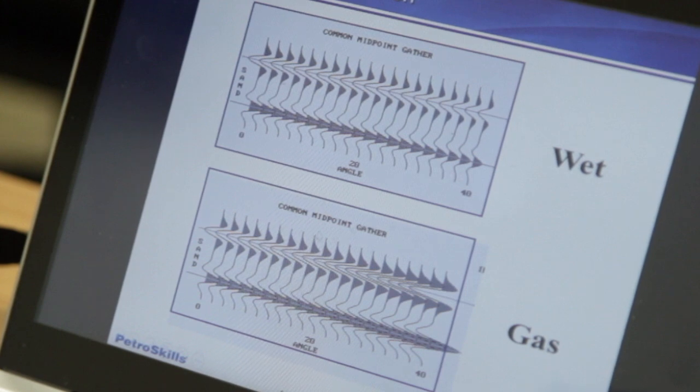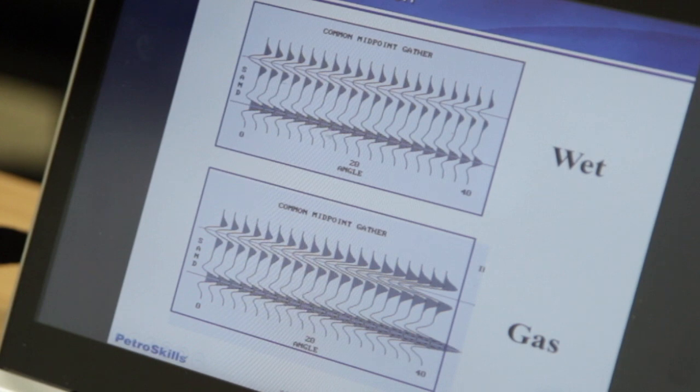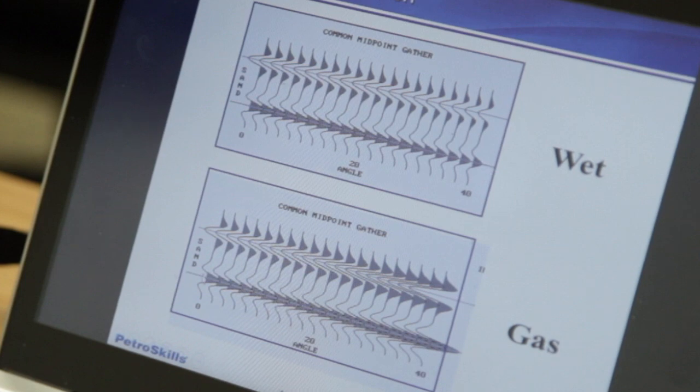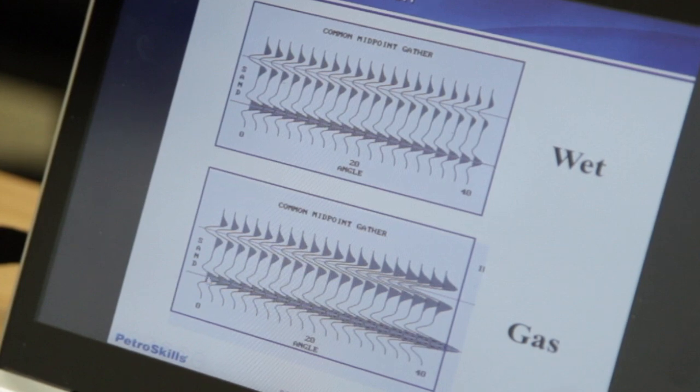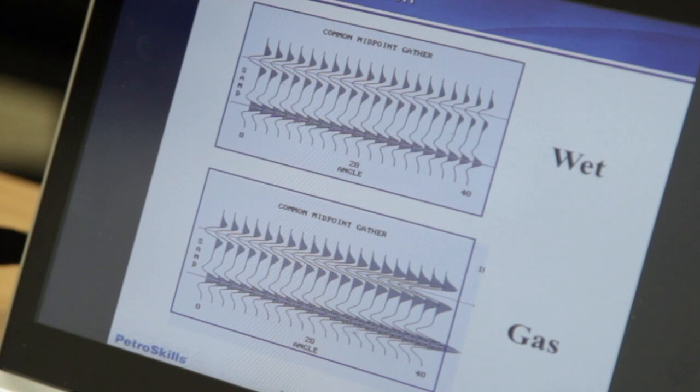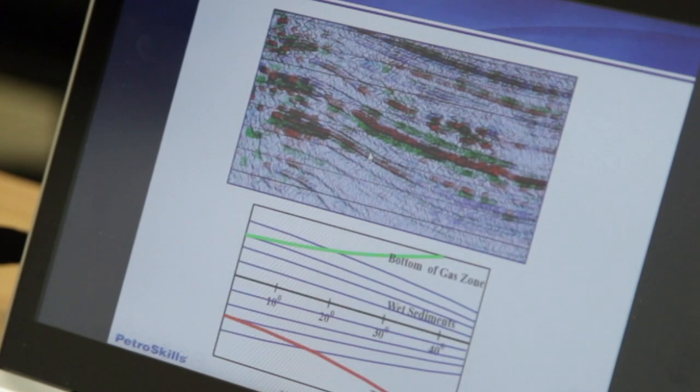Here's an example of a class 3 AVO anomaly, and this is what the reflector looks like when the zone is wet. I see my amplitude starts out fairly strong, and as I move through angle of incidence from 0 to 40 degrees, it diminishes quite significantly. Conversely, if I take that same formation and replace it with gas, if I look at this event here, I start out with an amplitude that gradually increases with angle of incidence. So it makes it fairly easy to differentiate between wet and gas.